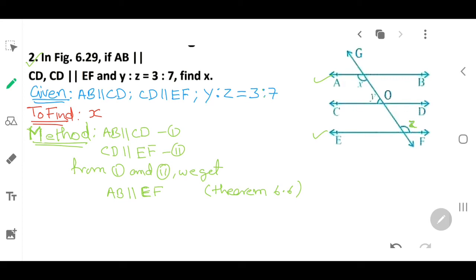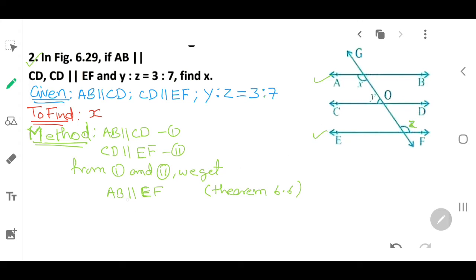After that, you see here x and y is given and their sum will be how much? 180 degree. Why is their sum 180? Because AB and CD are parallel and GF is the transversal. So the sum of interior angles on the same side of the transversal is 180 degree, correct?